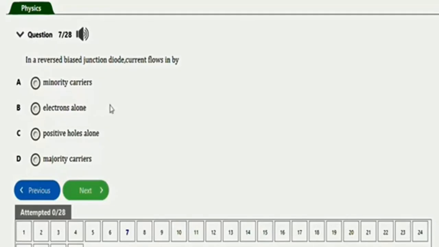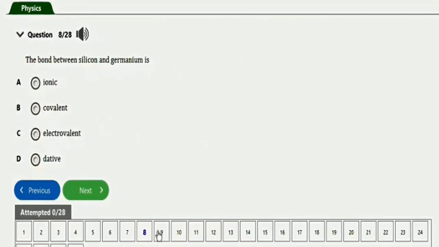Next repeated question will be this one. It says the bond between silicon and germanium is, so guys, take note of this particular question. I've often seen it repeated. The bond between them is covalent bond, option B.